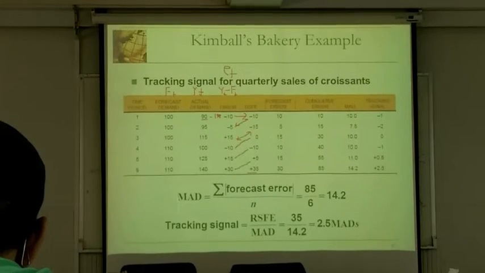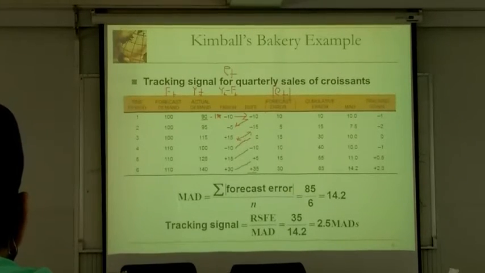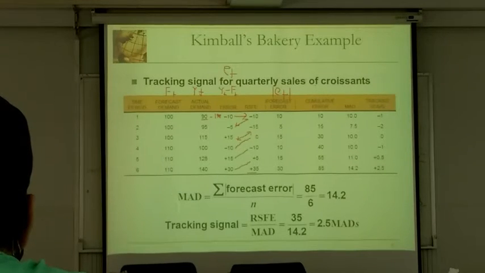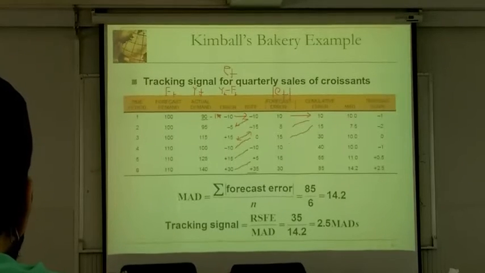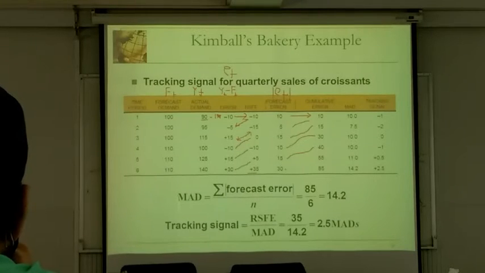This is your ET. Next you do the absolute ET. Not absolute RSFE, absolute ET. So we just only do the positive. 10, 5, 15, 10, 15, 30. That's your absolute ET. Then next, you calculate the cumulative error, but this is going to be the cumulative absolute error. So first one is 10, no problem. 10 plus 5, 15. 15 plus 15, 30. 30 plus 10, 40. 40 plus 15, 55. 55 plus 30, you got 85.